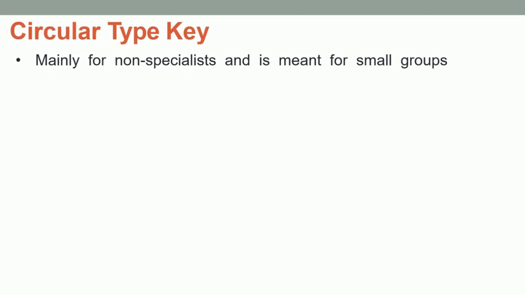Now we move to the second type, that is the circular type key. As the name suggests, it is circular in appearance. This key is mainly used for non-specialists, that is, any layman or non-taxonomist can use it, and it is also used for small groups where the number of species to be identified is not very large.